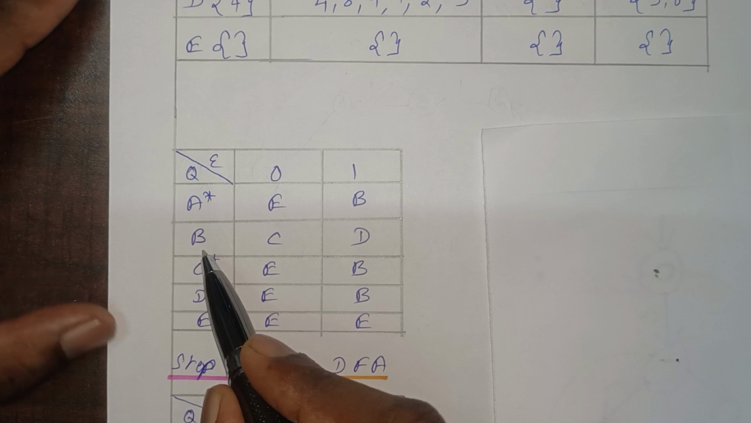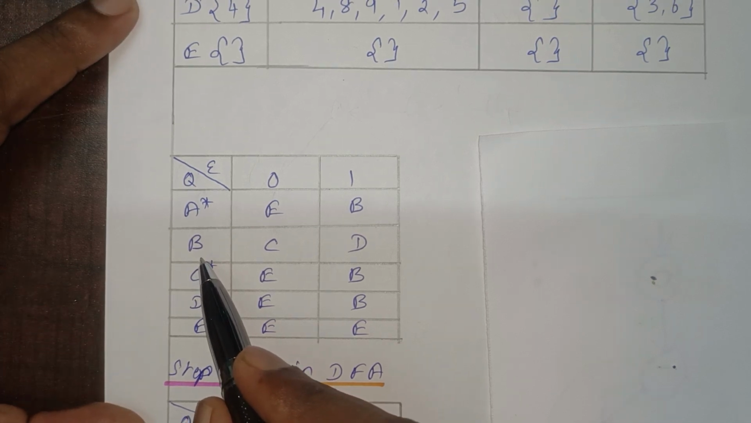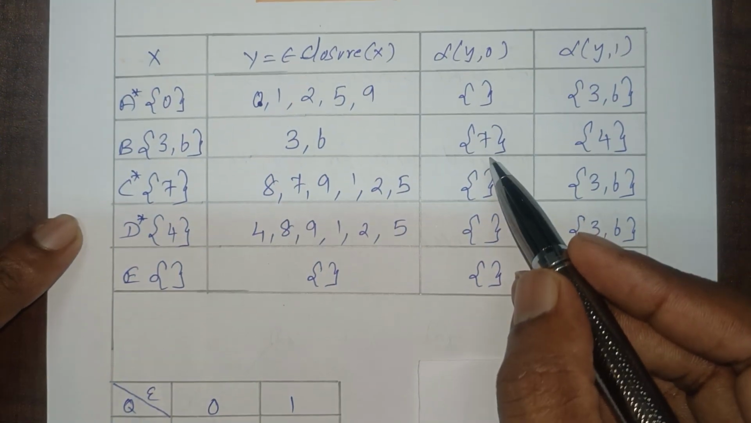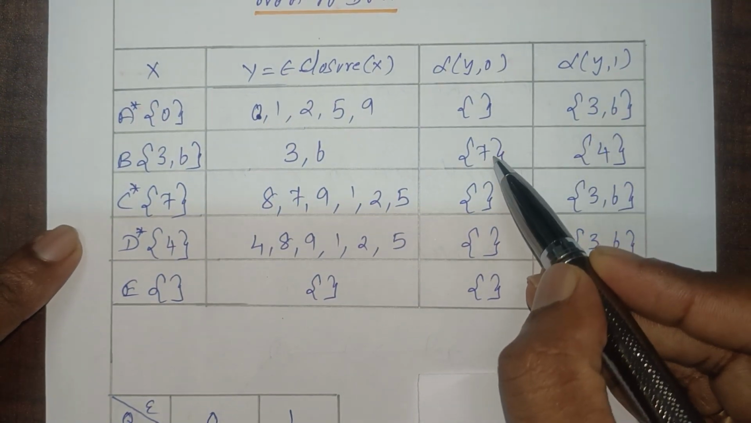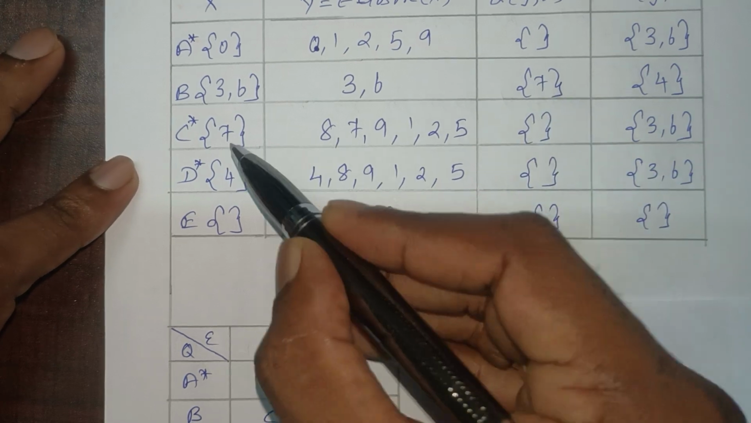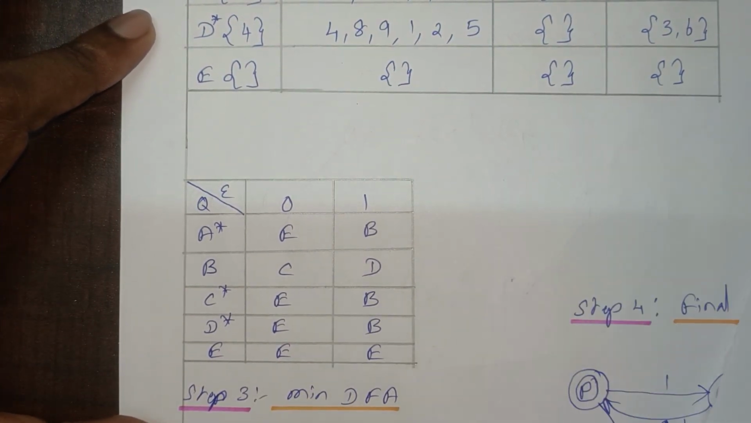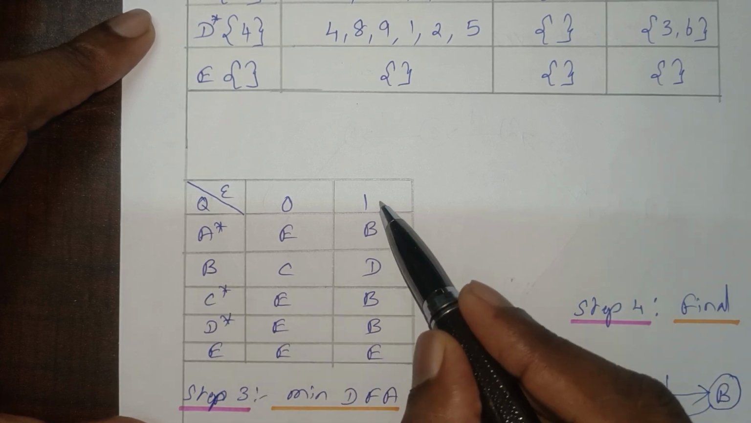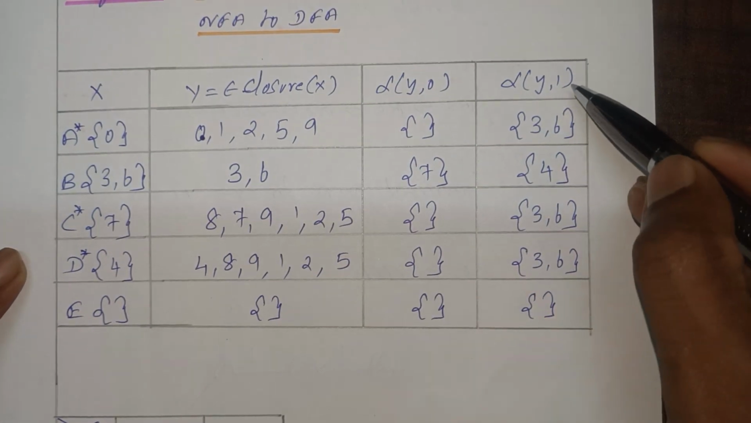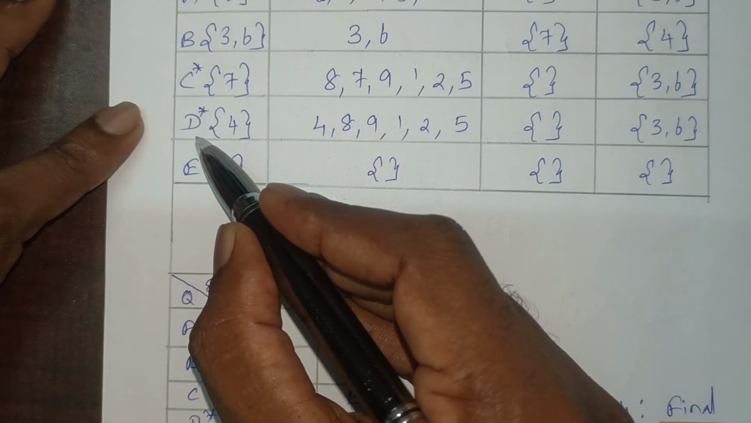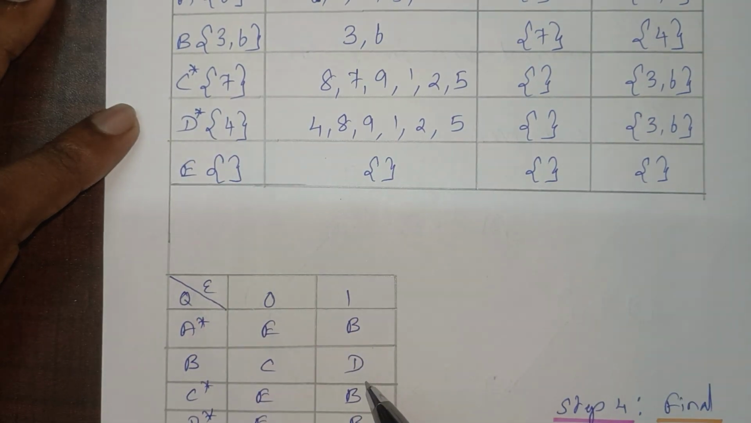Now B, that is a new state here. So B is taking 0 to reach 7, right? So I have taken the 0 and I am reaching 7. What is the name of the 7th state here? You can see it is C. So I have mentioned it as C, right? Again I am taking B with 1. What is the state I got? I got 4. What is the name of the state which I have mentioned as 4? You can see here we have mentioned D.